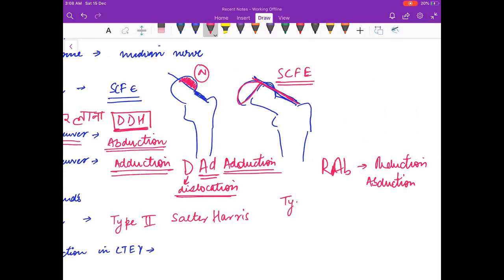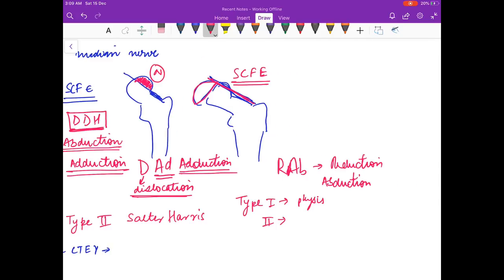What is type 1? Type 1: the fracture line passes through the physis. Type 2: fracture line passes through physis plus metaphysis.